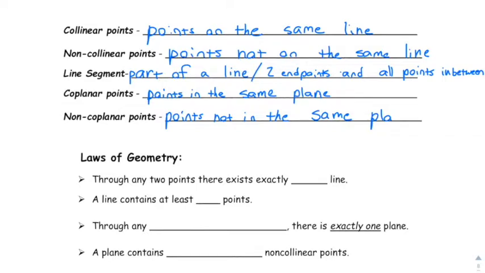Line segment, that's part of a line. Here's what makes a line segment different. It has two endpoints. So instead of going out left and right forever or up and down forever, it has two endpoints. All right, and then by definition, we say line segments also include all the points in between.